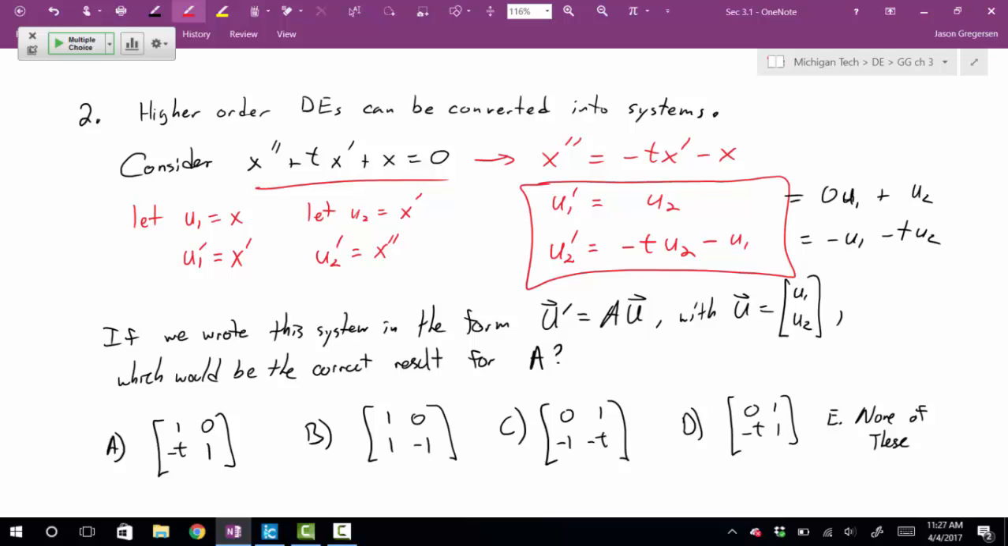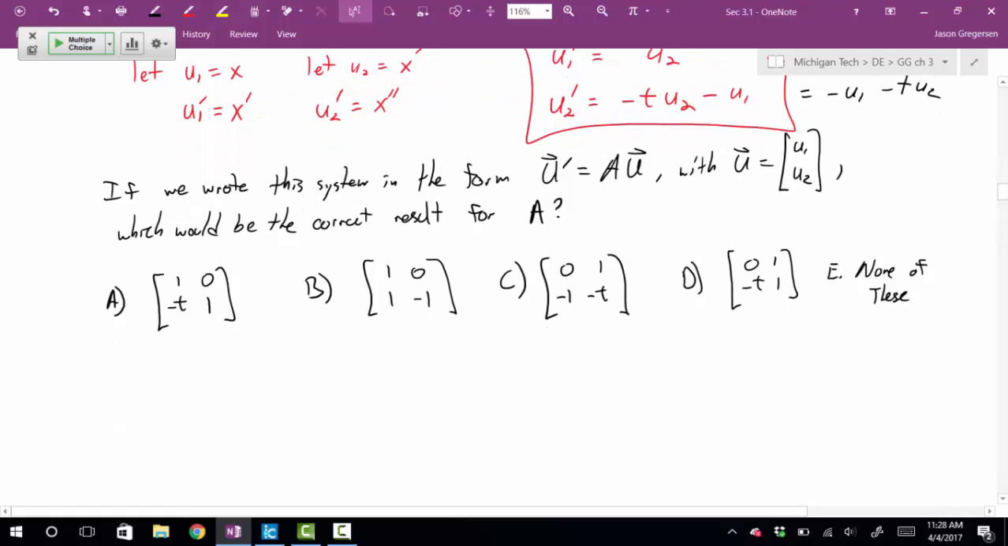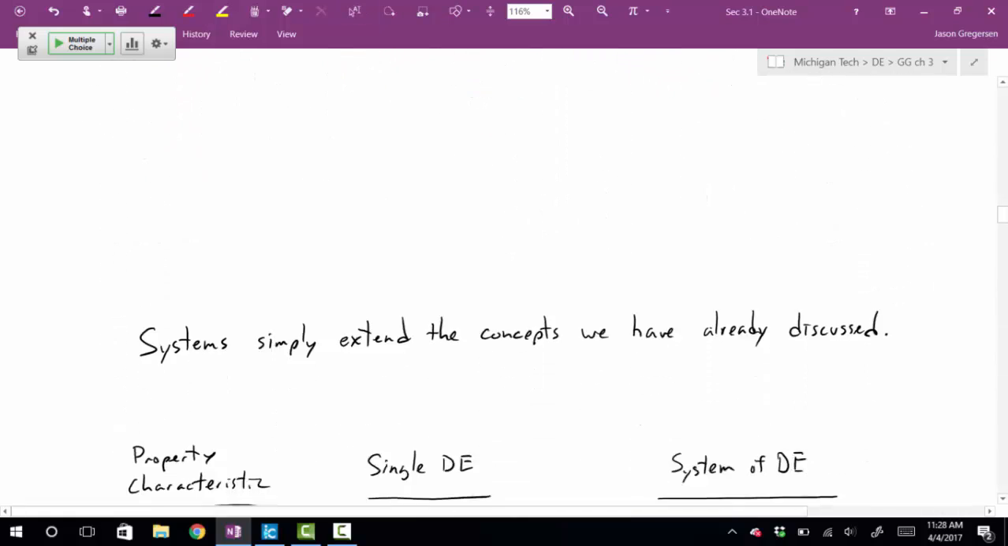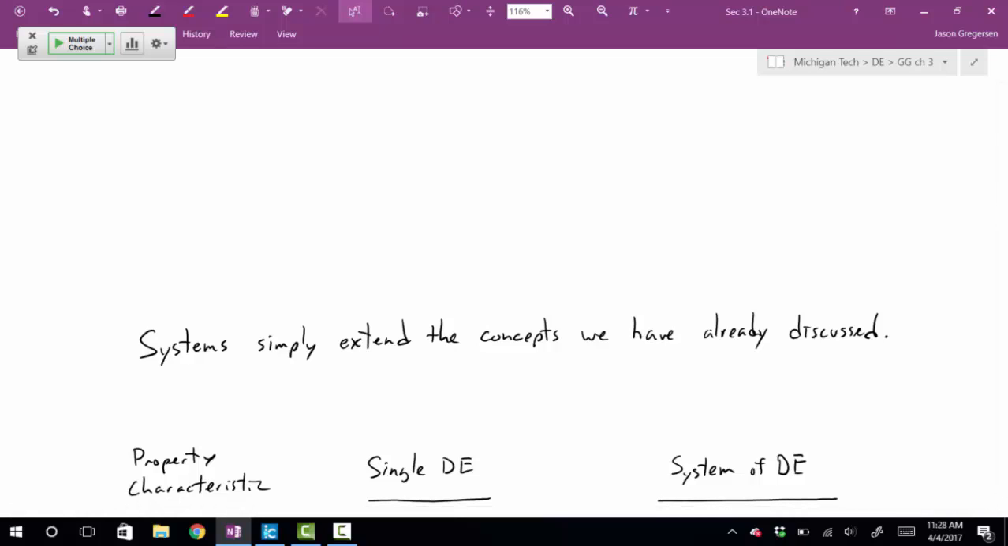All right, so now we have kind of the form. We can write it in our nice clean form. We know we might run into these guys in real life in some applications. Now the question is, how do we solve them? So the next step is going to be laying the foundation of the theory so that we can eventually solve these linear systems. And there's going to be a big theme again. Once again, systems simply extend the concepts we've already discussed.